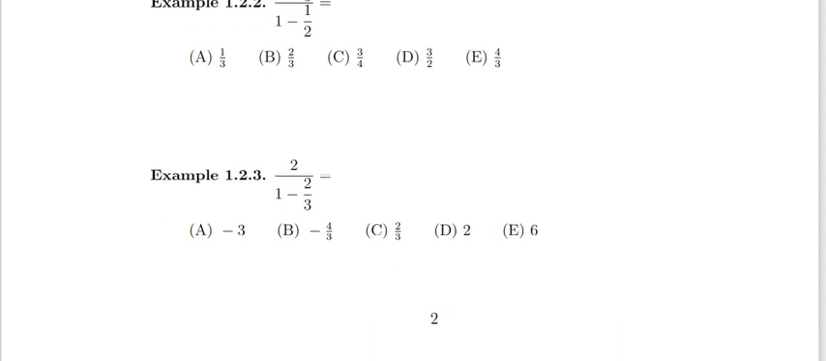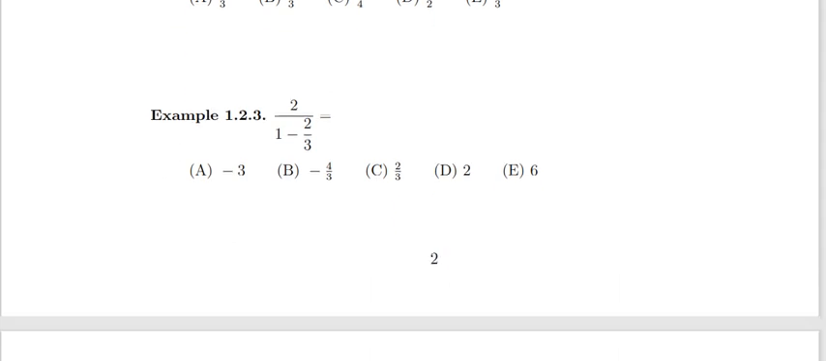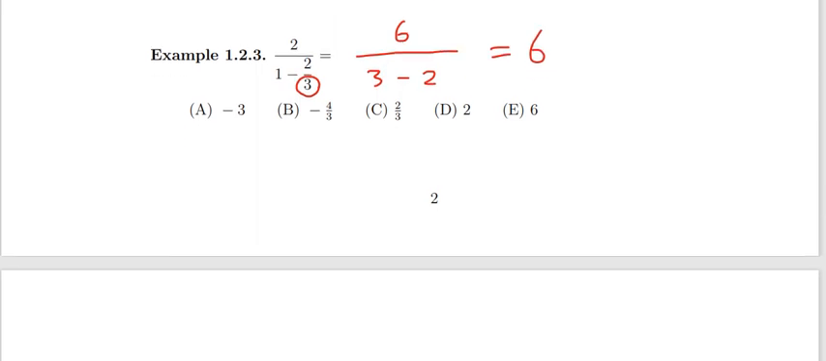So for this one, let's say the same. We don't like this 3. So we just multiply by 3. So this multiply 3 is 6. This one multiply 3 is 3. And this 2 over 3 multiply 3 becomes 2. So the answer is 6. Okay.